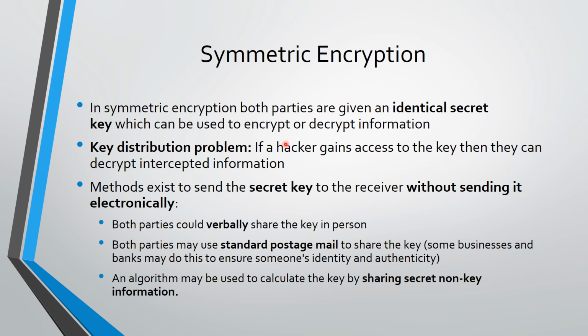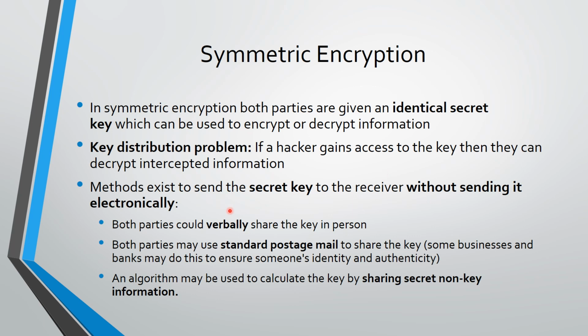In symmetric encryption, both parties are given identical keys. Both parties means sender and receiver, which can be used to encrypt or decrypt information. Key distribution problem. If hackers gain access to the key, then they can decrypt intercepted messages. It means क्योंकि हम लोग एक ही shared key use कर रहे हैं, so if any third party will get to know that key, so it's a big problem for us, and they can easily access our data, right? So it's a problem in this symmetric encryption.